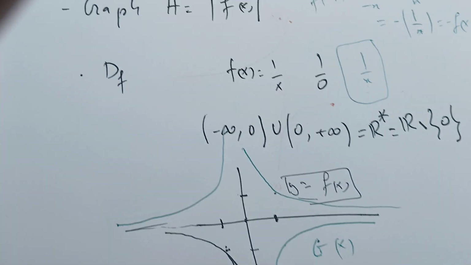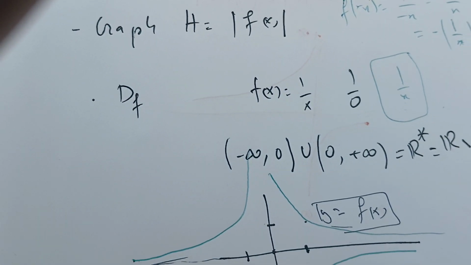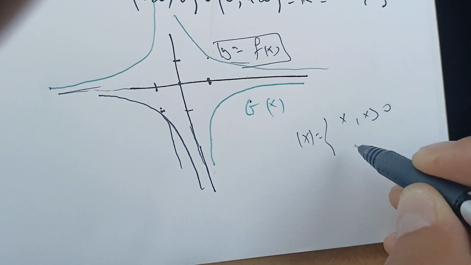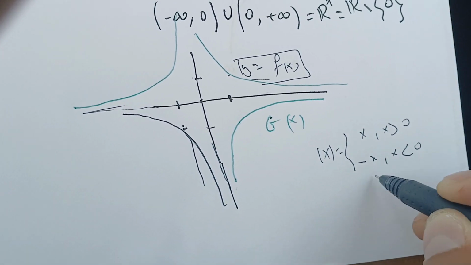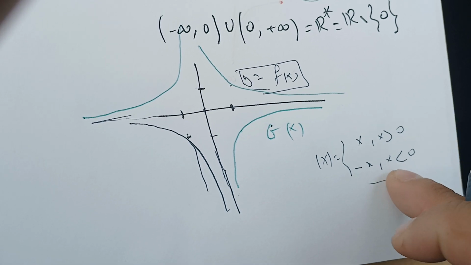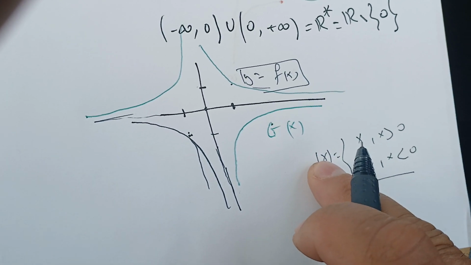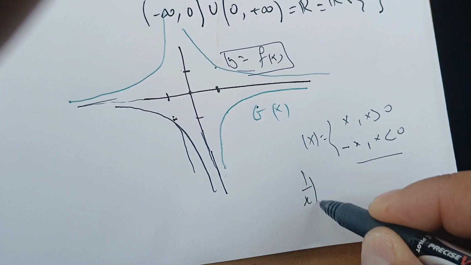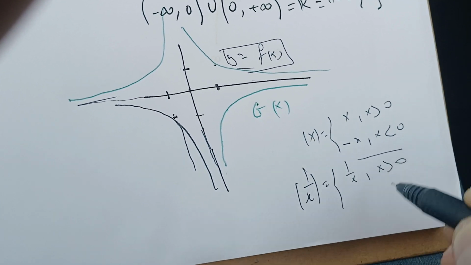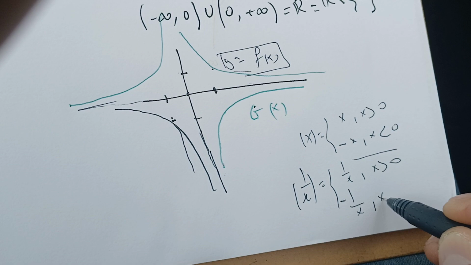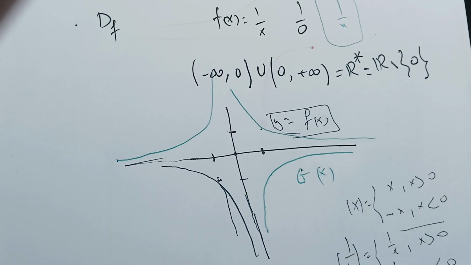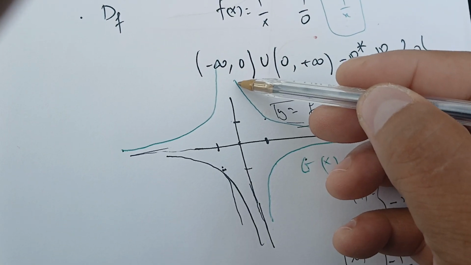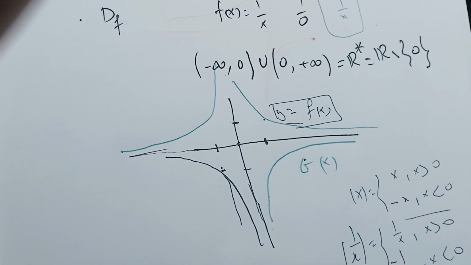Now we can find the absolute value of f of x. Remember that the absolute value of x is x if x is positive, and minus x if x is negative. I'm excluding the zero here. You can include the zero in general, but for 1 over x we have a problem with zero. So for 1 over x, the absolute value is going to be 1 over x if x is positive, and minus 1 over x when x is negative. When x is positive, that means we are here. So we have this graph. This is h of x.